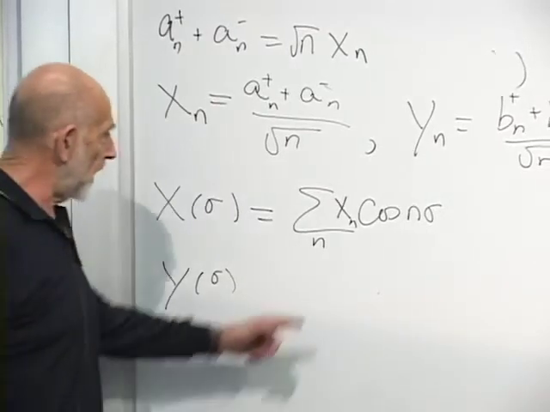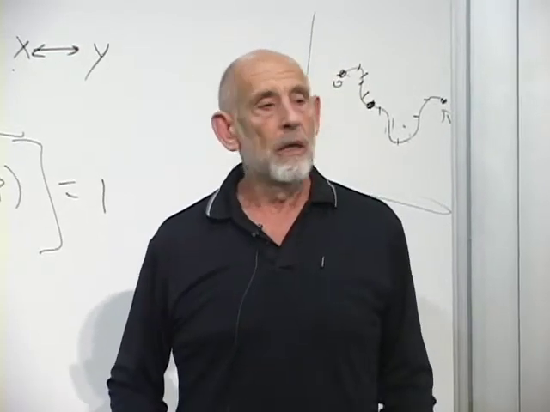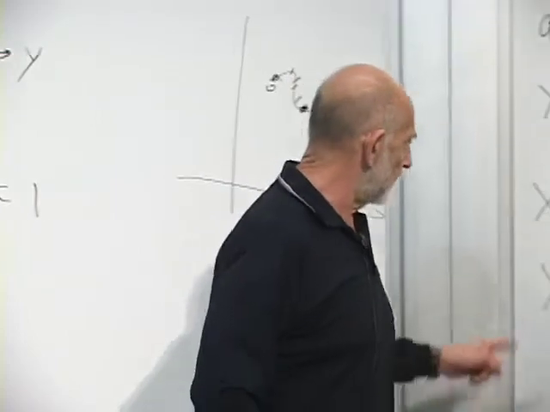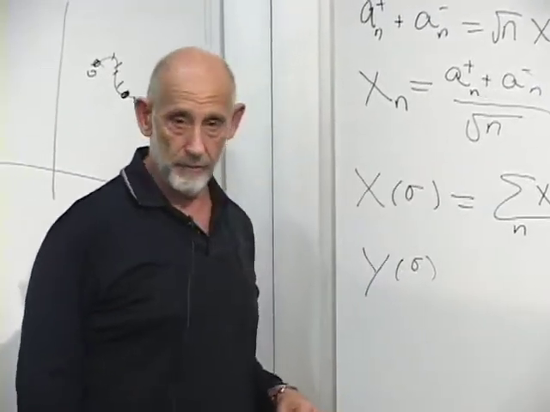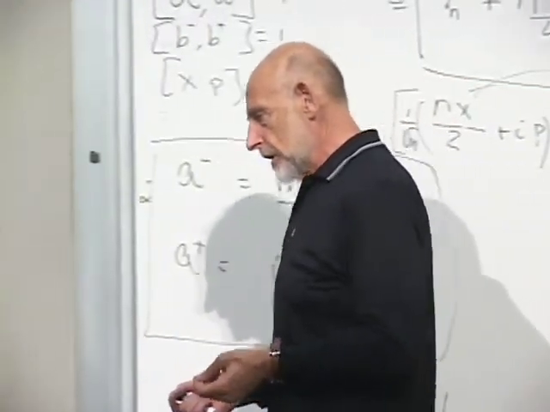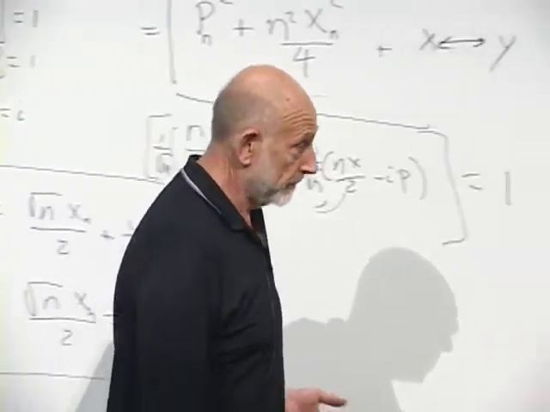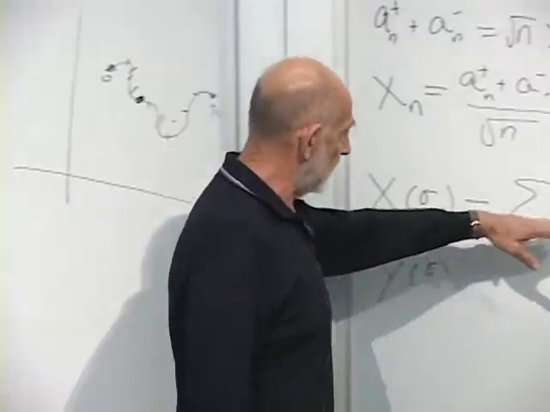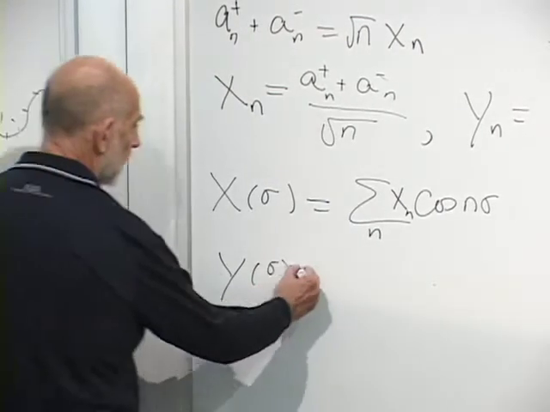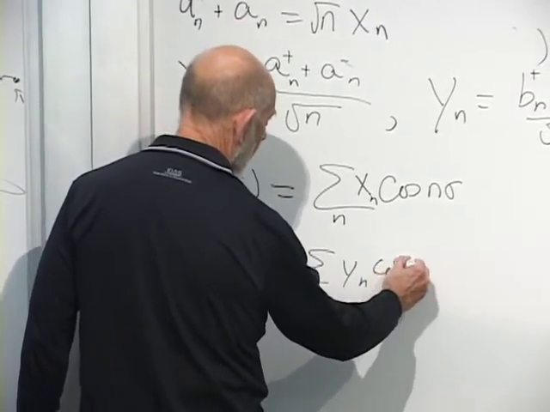Why did I use cosines and not sines? Anybody remember? The boundary conditions are such that the derivatives of x should vanish at the endpoints. That's the condition that the force at the ends not be strong enough to cause infinite acceleration. But this is the right way to expand the x's. Likewise with the y's. Summation n, y sub n cosine n sigma.